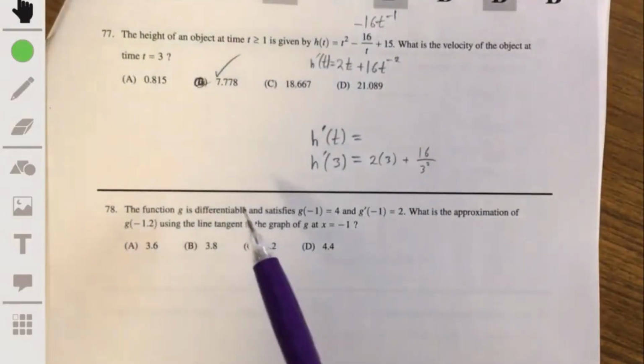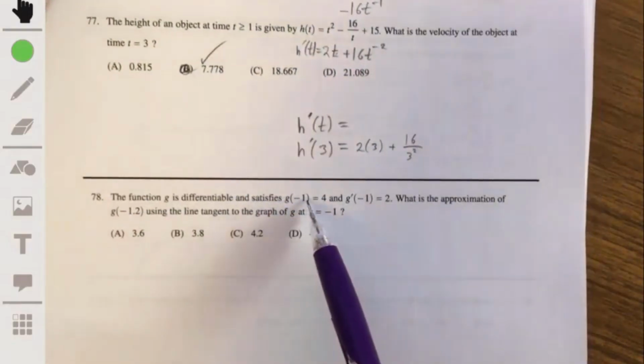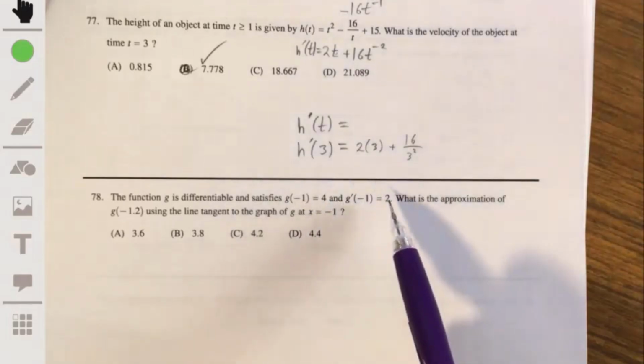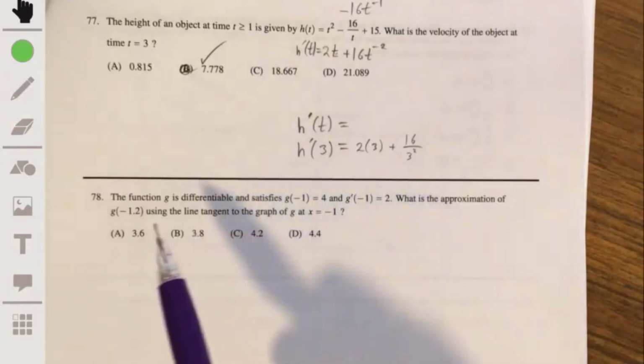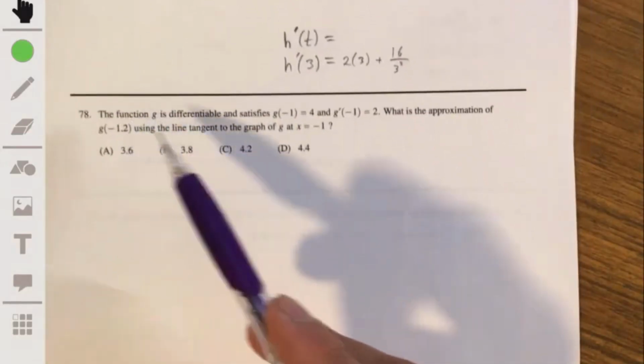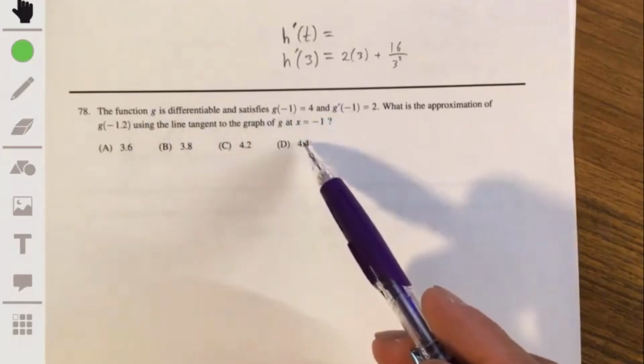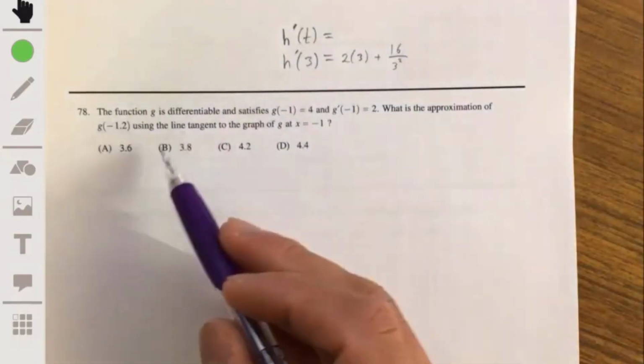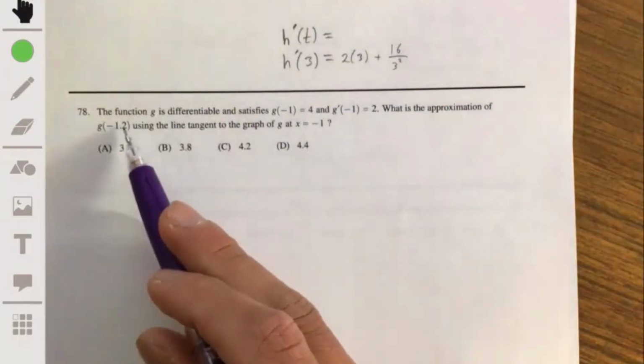All right, 78, the function g is differentiable and satisfies this equation where g of negative 1 equals 4 and g prime of negative 1 is 2. What's the approximation of g of negative 1.2 using a line tangent to the graph of g at x equals negative 1? Okay, so here we just have to figure out the equation of the tangent line and then calculate what the value would be when x is negative 1.2.